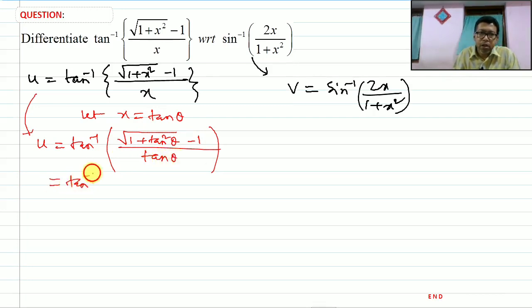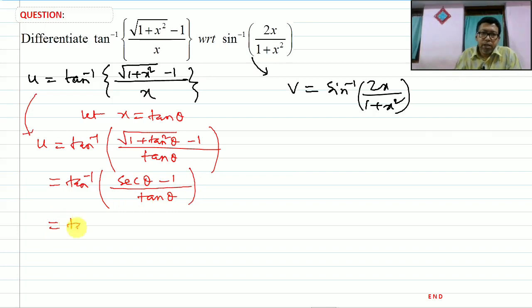So this is tan inverse of root over 1 plus tan square theta, that means root over sec square theta, and it will be only sec theta minus 1 divided by tan theta. So tan inverse of, what is sec theta? Sec theta is equal to 1 upon cos theta, minus 1, divided by tan theta. Tan theta is sin theta divided by cos theta. So write sin theta divided by cos theta.